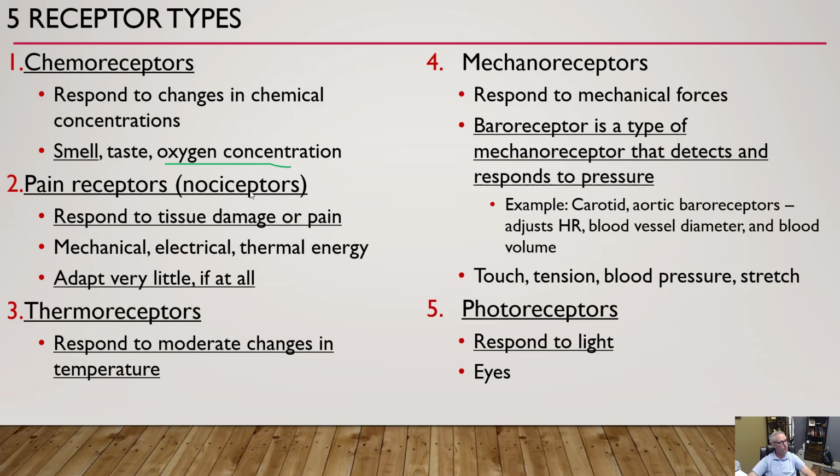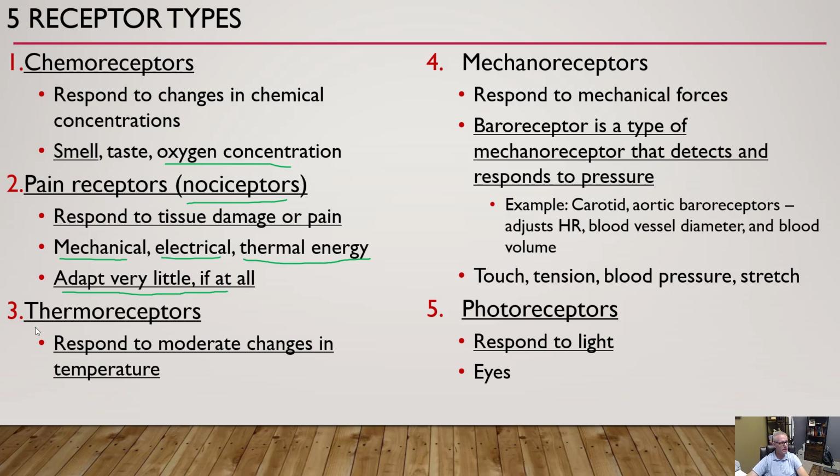Now, pain receptors, we actually call those nociceptors. So your pain receptors respond to either pain or tissue damage. You cut yourself, that's going to be a nociceptor. So outside of pain, mechanical injury, electrical energy, you stick your finger in a light socket, don't do it. Thermal energy. And I said before, pain receptors or your nociceptors adapt very little, if at all. We don't want our bodies to become immune to pain. We still want those pain receptors to be active.